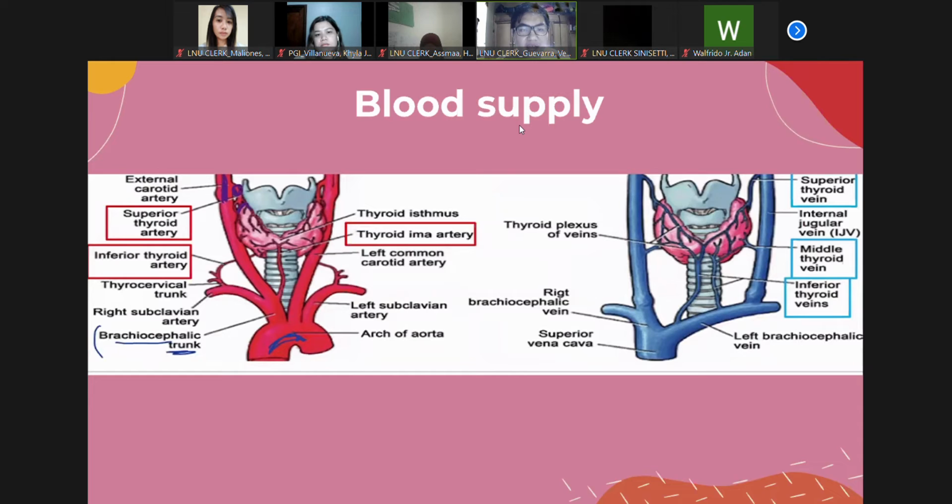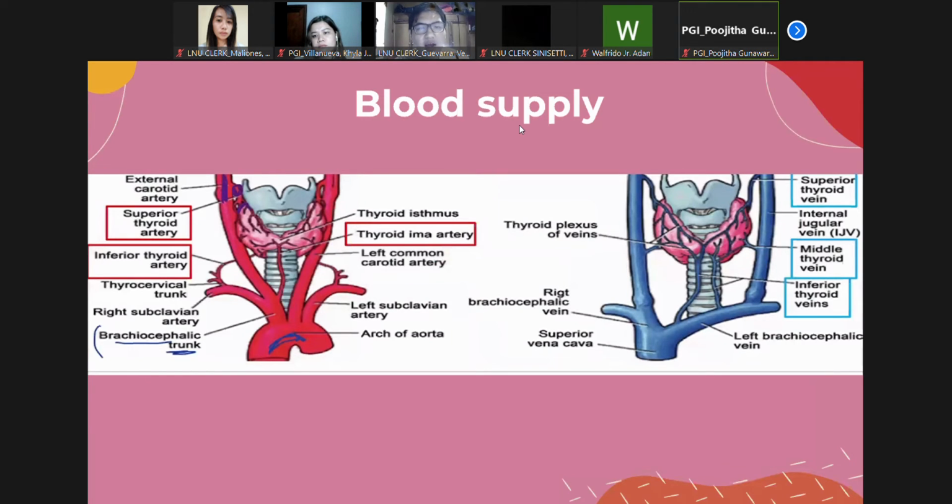Now, for the blood supply, you have two main arteries that supply the thyroid gland. You have your superior thyroid artery that arises as the first branch of the external carotid artery. It lies in close proximity to the external branch of the superior laryngeal nerve that innervates the larynx. Second is your inferior thyroid artery that arises from the thyrocervical trunk, which lies close to the recurrent laryngeal nerve that innervates also the larynx.